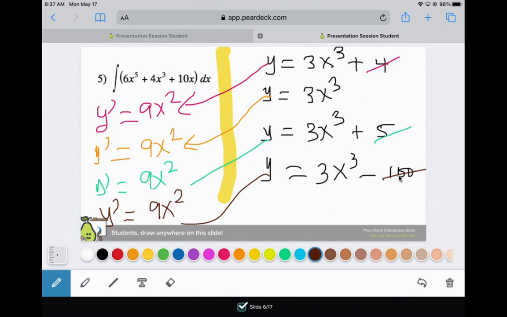So that plus c, if you notice, look at the derivative. Everything is 9x squared. But are they all the same function? No, right? Some of them have a plus 4, some have a plus 5, and then negative 100. So that c may or may not be there. We don't know. That's why we do the plus c, to indicate there may be a constant, there may not be.